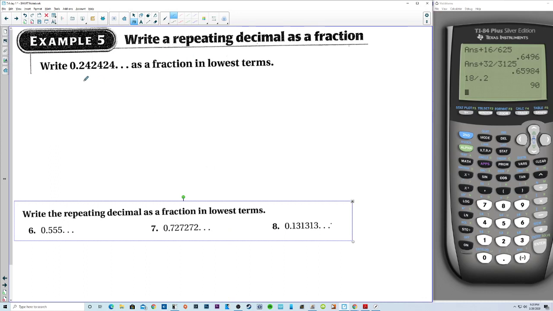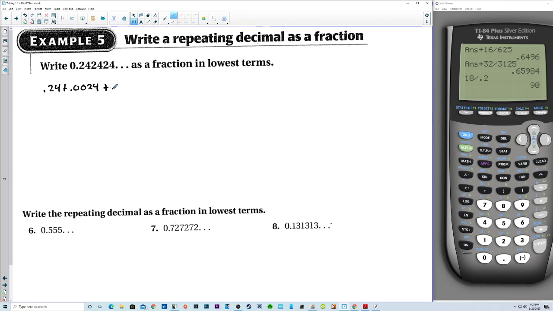Write a repeating decimal as a fraction. So 0.24 repeating. Now we can write this as 0.24 plus 0.0024 plus 0.000024 plus, and keep on going in that fashion, because if you add those up, 0.24 plus 0.0024, you see how the zeros match up with the digits that are not 0. 0.000024, and if we add that, we would get 0.242424, and we could keep going in this pattern.